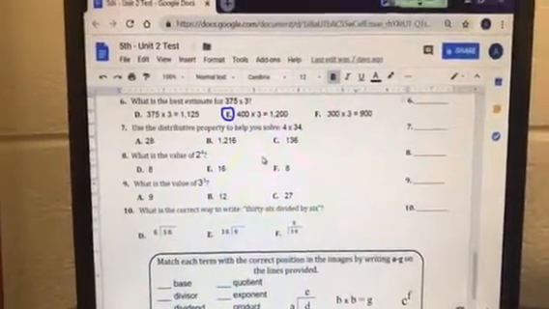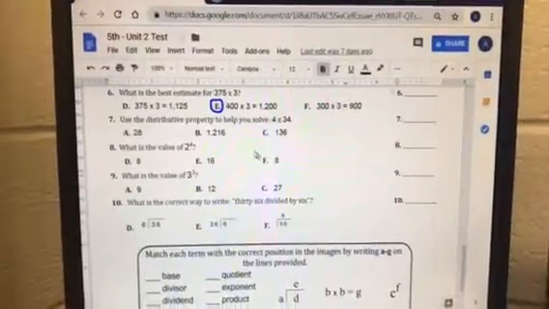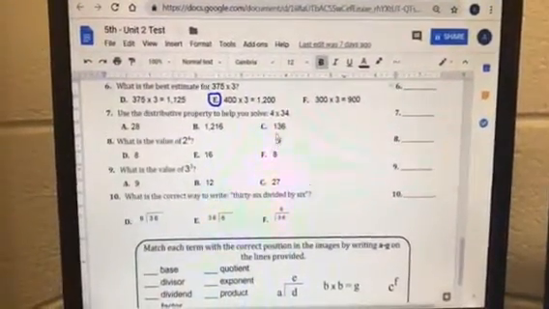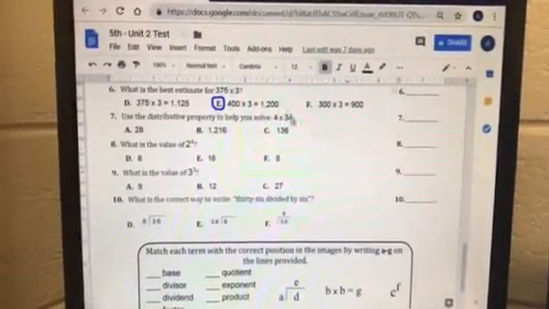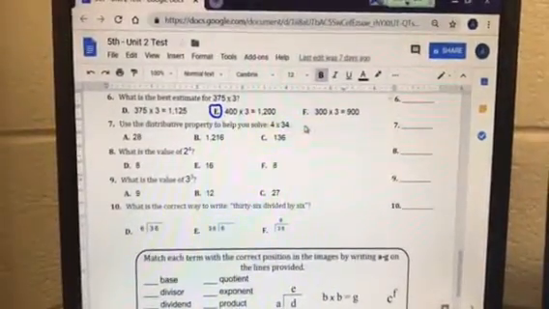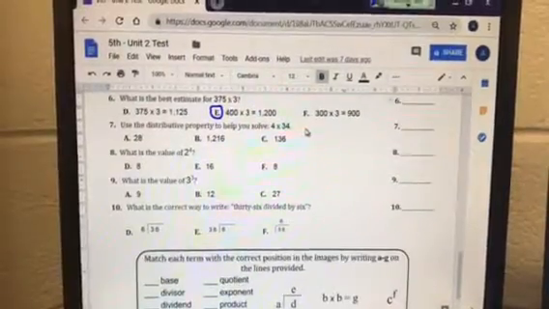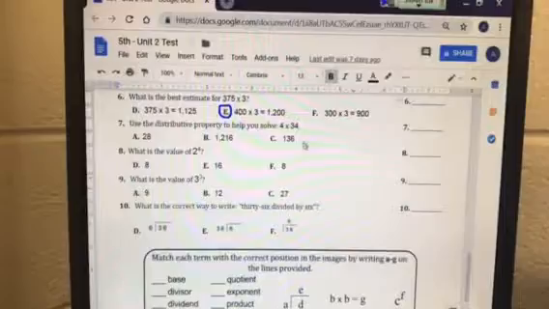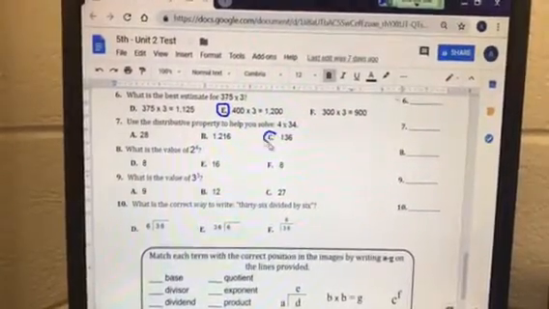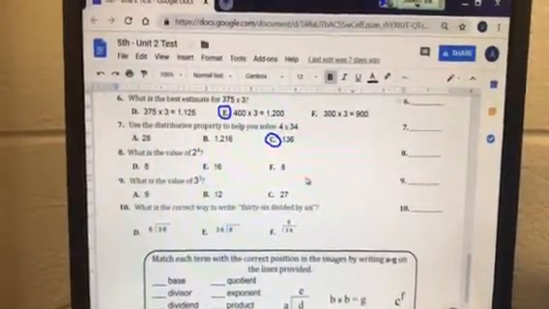Number 7 said use the distributive property to help you solve. When we use the distributive property, we take 4 times 30 and 4 times 4. So 4 times 30 is 120 and 4 times 4 is 16. When I add those together, I find out that the sum is C, 136.